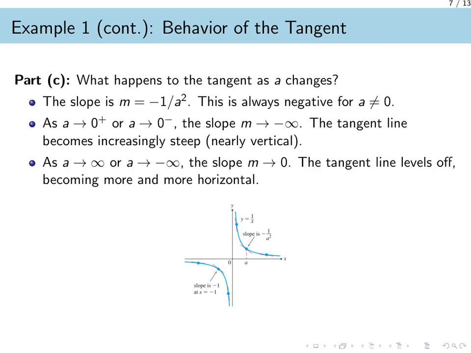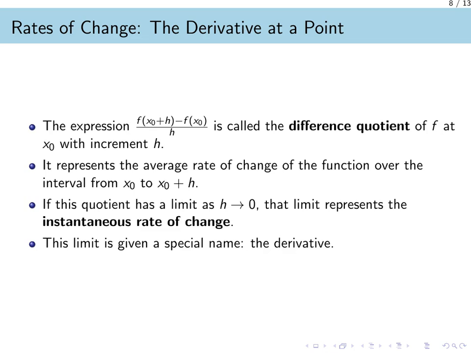The key takeaway is that the tangent's steepness is directly related to its proximity to the y-axis. Let us formalize the concepts we have been using by giving them their proper mathematical names, which are central to calculus. The expression you see, the fraction f of the quantity x0 plus h minus f of x0, all divided by h, is officially called the difference quotient.